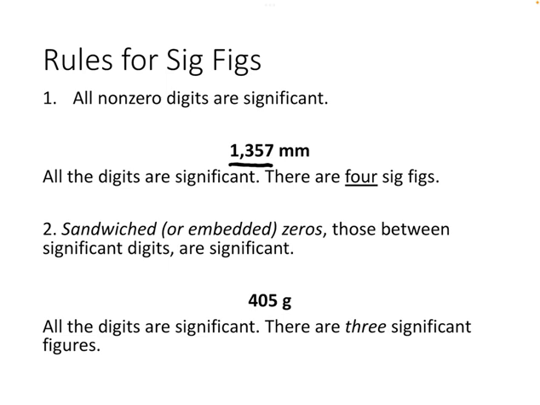Now, what if we do have a 0 in our number? Well, rule number 2 says that if the 0 is between non-zero digits, we call that an embedded or sandwiched 0, that will be considered significant. So down below we have the example of 405 grams. Because that 0 is in between two non-zero digits, it is significant. So that means that this measured value has 3 significant figures. The 4, the 0, and the 5 are all significant.